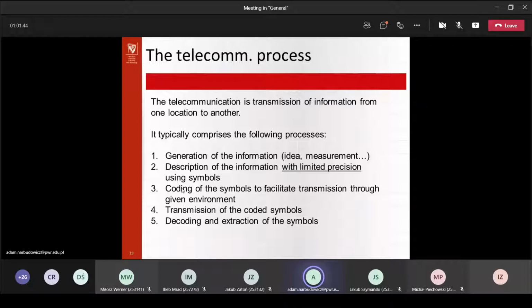And while doing this coding, then of course we do the transmission, and then on the receiver side we actually go through all the steps in the reverse direction. So we go for decoding and extraction first of the symbols. And then from those symbols, we can transform the symbols into the information for further use. And then again, the receiver can do whatever they want with that information. That's another story basically. Okay.